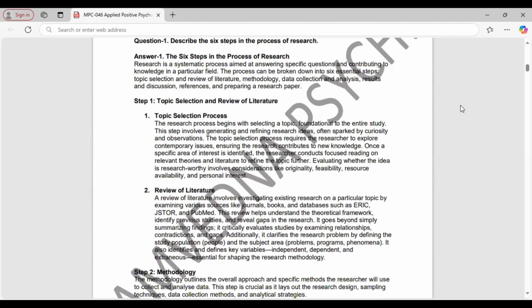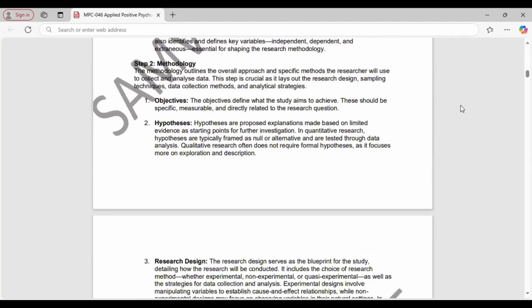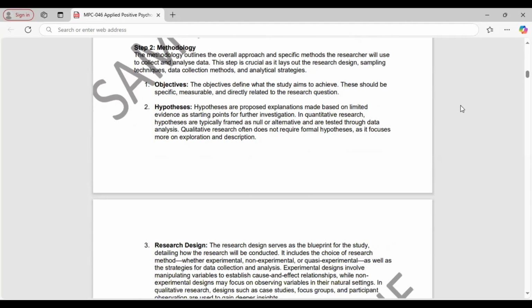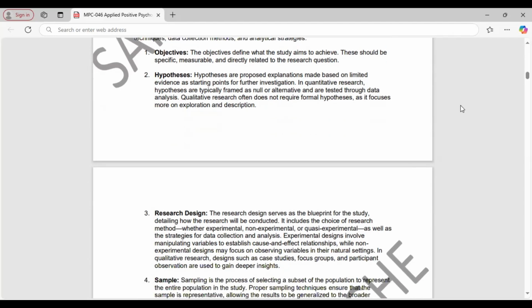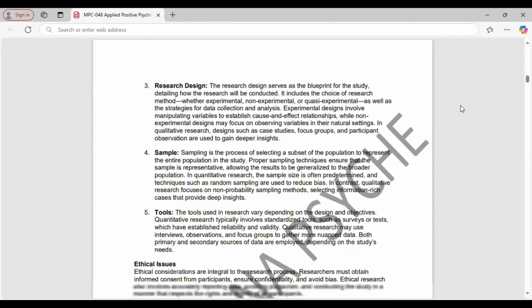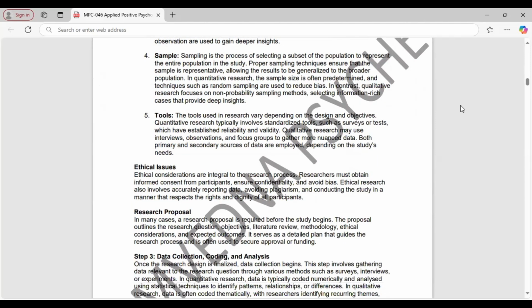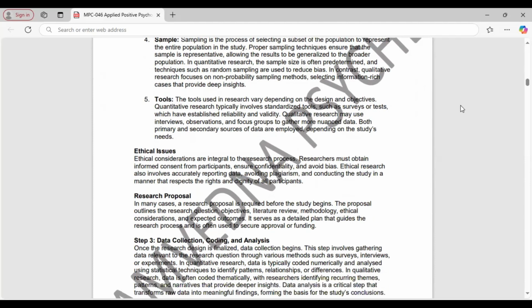Step 2, methodology, which outlines the study's approach and strategies for data collection and analysis. It begins with defining the study's objective, followed by forming hypotheses in quantitative research, which are tested against data. The research design details whether the study is experimental, non-experimental, or quasi-experimental. Sampling methods are selected to ensure representativeness in quantitative research or information-rich cases in qualitative research.